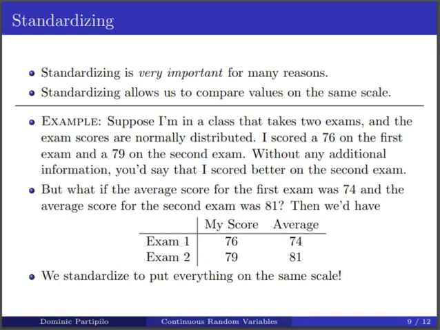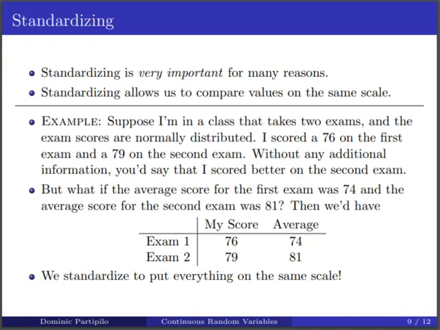So standardizing is very important for many reasons, but the main reason is that it allows us to compare values on the same scale. So for example, if I'm in a class that's taking two exams and the exam scores are normally distributed, and I score 76 on the first exam and 79 on the second exam, which exam would you say I did better on? Well, if you don't have any other information, you would say, oh, well, you probably did better on the second exam because 79 is better than 76. And without any information, that's a totally reasonable conclusion to come to.